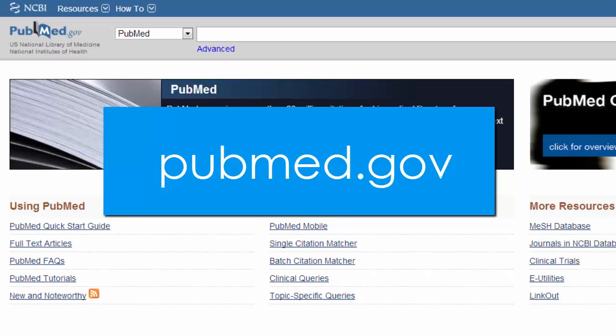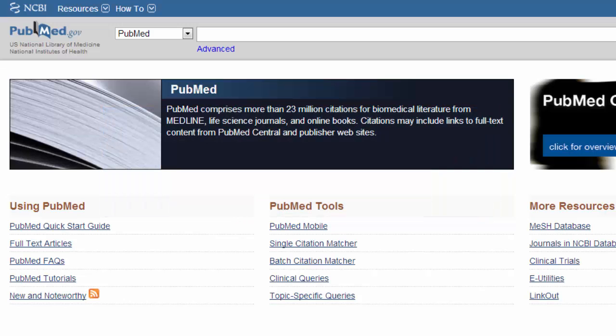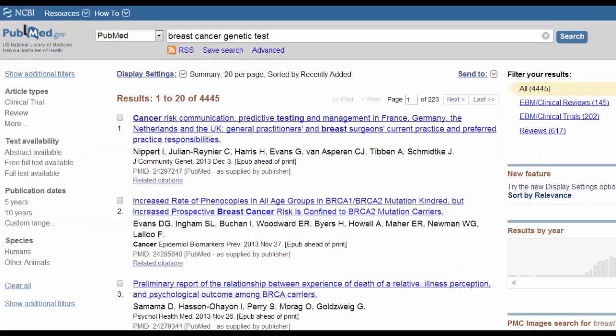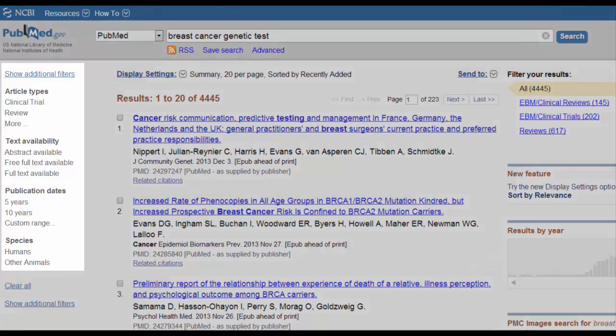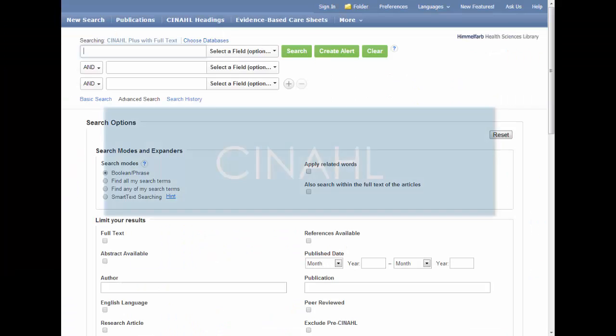PubMed contains over 23 million literature citations for clinical, basic sciences, and public health articles. It is a free resource provided by the U.S. National Library of Medicine and links to many full-text articles, so it will be helpful to use professionally after you graduate. It is the premier database for clinical research.